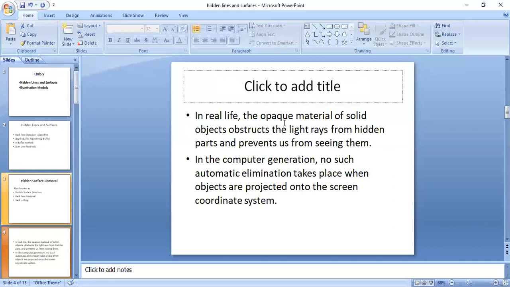Now to achieve this in computer graphics, this is not an automatic process. This is not how the images are rendered, so we have to achieve that realism. In computer generation, no such automatic elimination takes place when objects are projected onto the screen coordinate system. When we project a particular scene onto the screen, computer graphics doesn't have an automatic method to sense the objects that are hidden by solid objects in front of them. So we have to create a concept, or apply some method, so that the scene is rendered exactly as we experience it in real life.